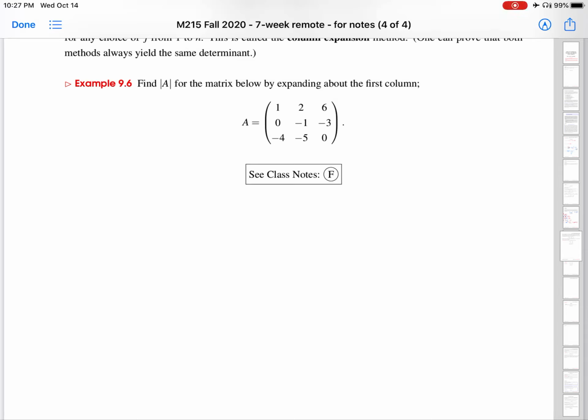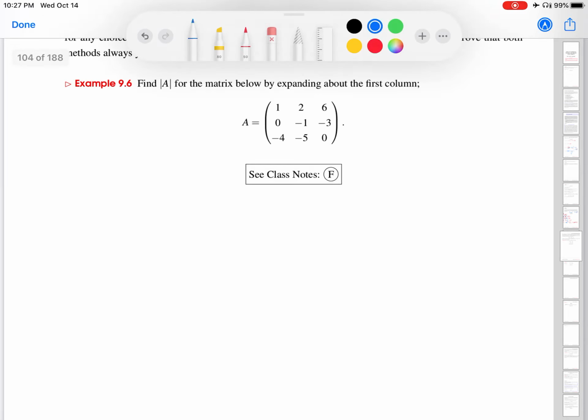We are working on class notes F in lesson 9. In this example, we are asked to find the determinant of this matrix by expanding about the first column. In the previous videos, I've been focusing a lot on the row expansion of the determinant, but I did mention that you can equivalently use any column that you'd like to calculate the determinant. That's really the point of this video, to illustrate how you would do that.